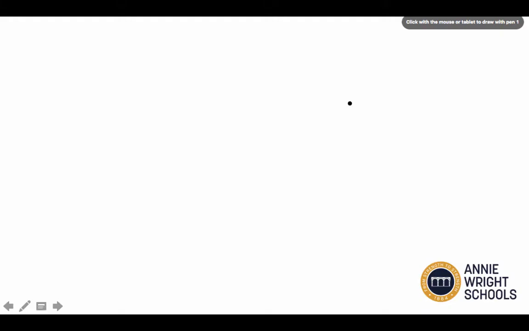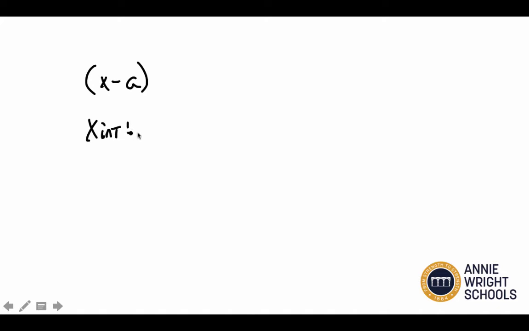So if we put those two ideas together, that x minus a gives you an x-intercept of a. That's also called a 0. It's also called a root. There's 3 names for it because it's pretty important. And that the power up here, b, is called the multiplicity.